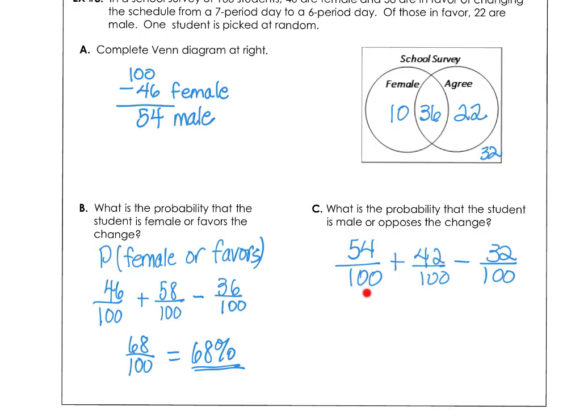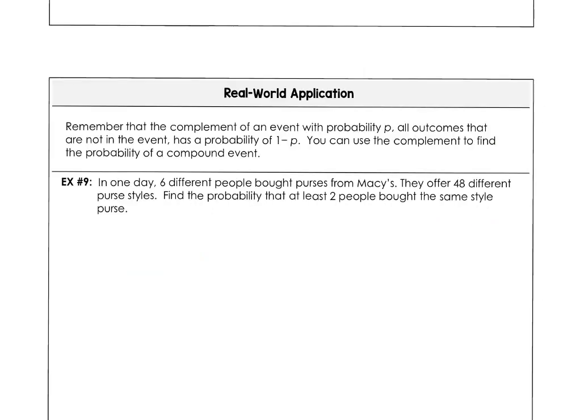The 54 for the students that are male would be from 54 and 46 give 100. And then the 32 that oppose are the overlap there. So that leaves us 64 out of 100, or 64%. So we had 54 that were male, 42 opposed, and 32 had both in the overlap. And then our last two examples.